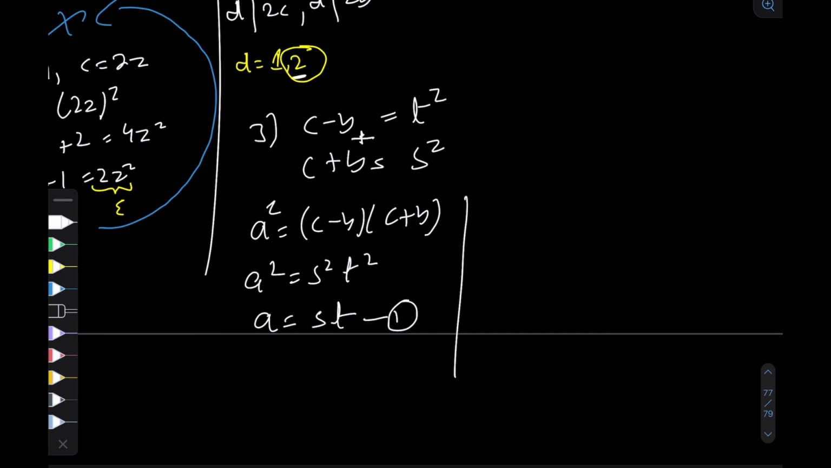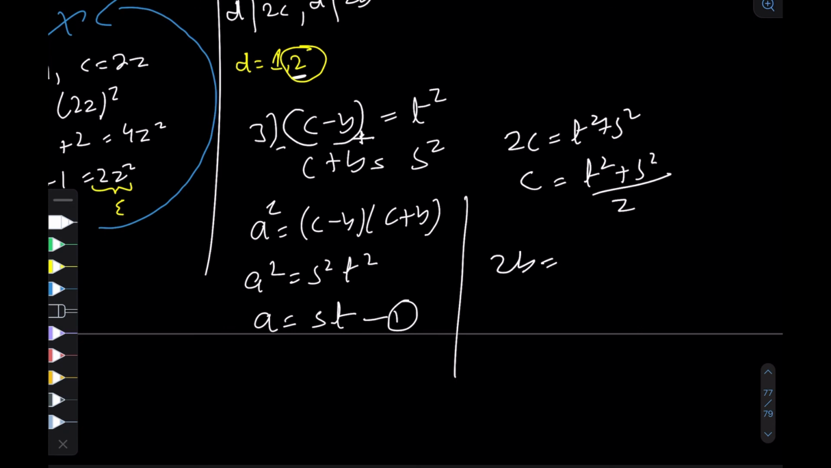If we add these two together, 2c will be equal to t squared plus s squared. Therefore, c is t squared plus s squared divided by 2. By the same logic, 2b would be, well, let's take this as minus, 2b would be s squared minus t squared. Therefore, b is s squared minus t squared divided by 2, which is our third result.